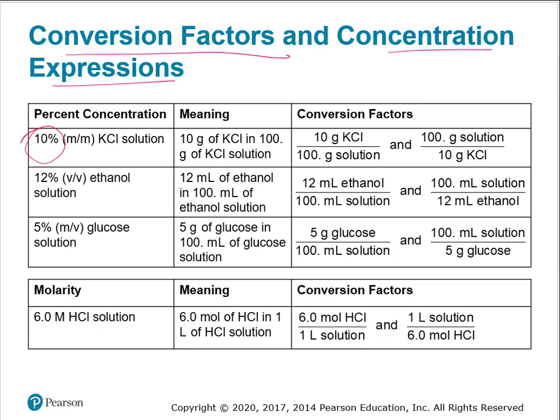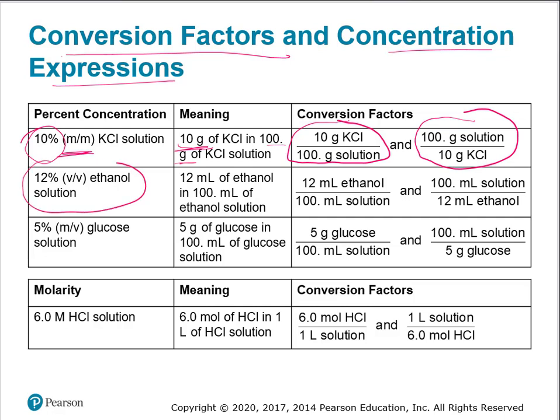If I told you 10% mass of KCl solution, the meaning of it would be that we have 10 grams of KCl in 100 grams of KCl solution. That also provides us with conversion factors. I can say that, hey, there's 10 grams of KCl in 100 grams of solution, or I can say that in 100 grams of solution I have 10 grams of KCl.